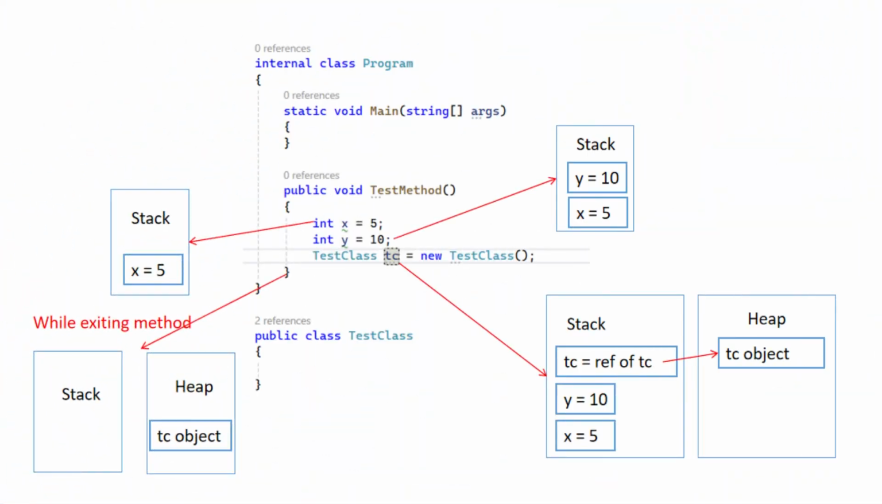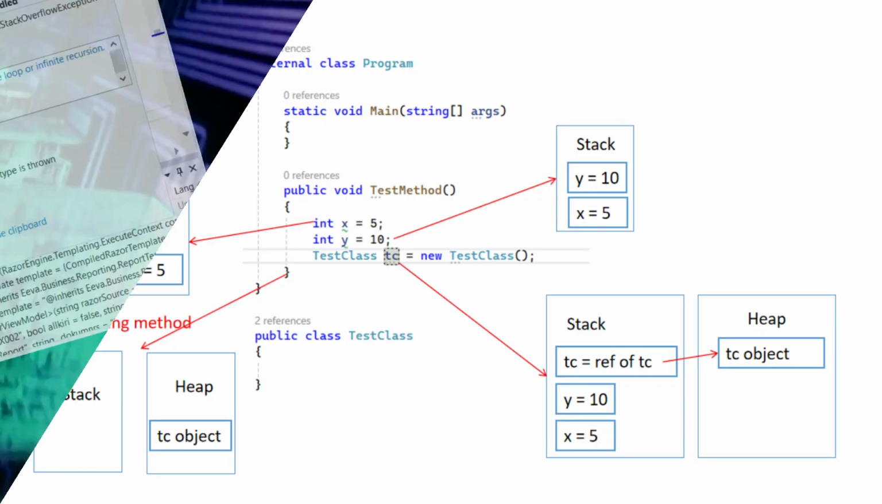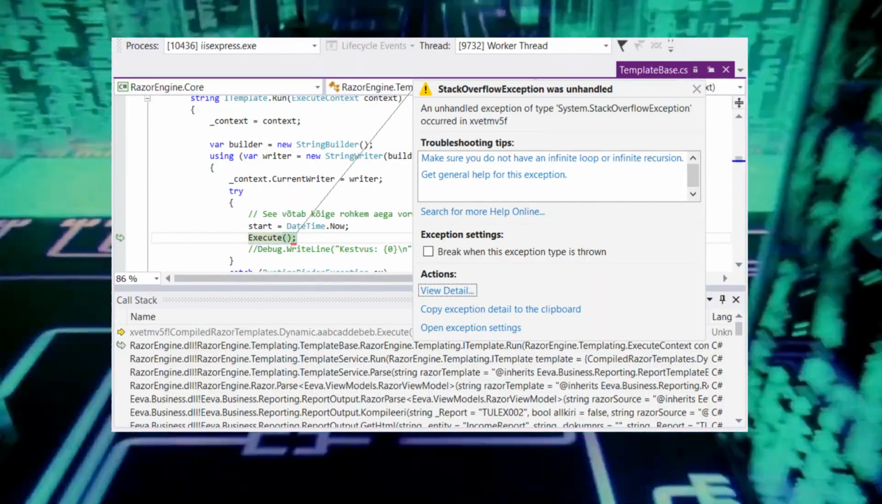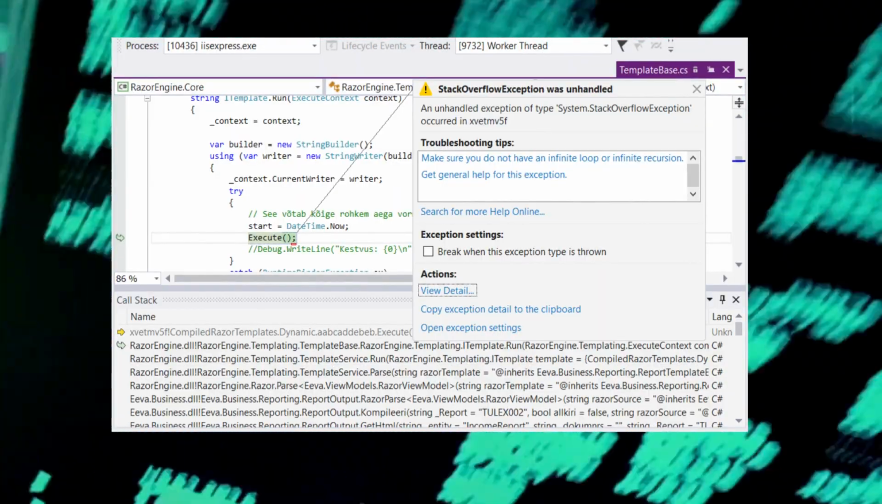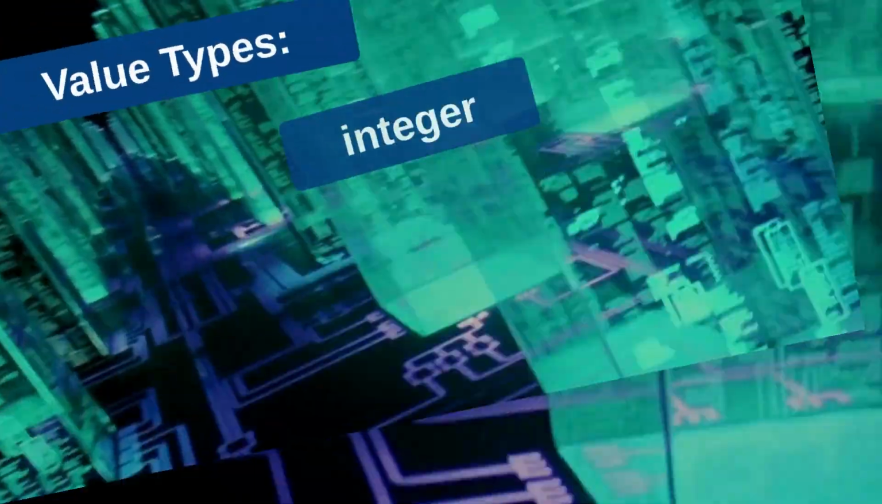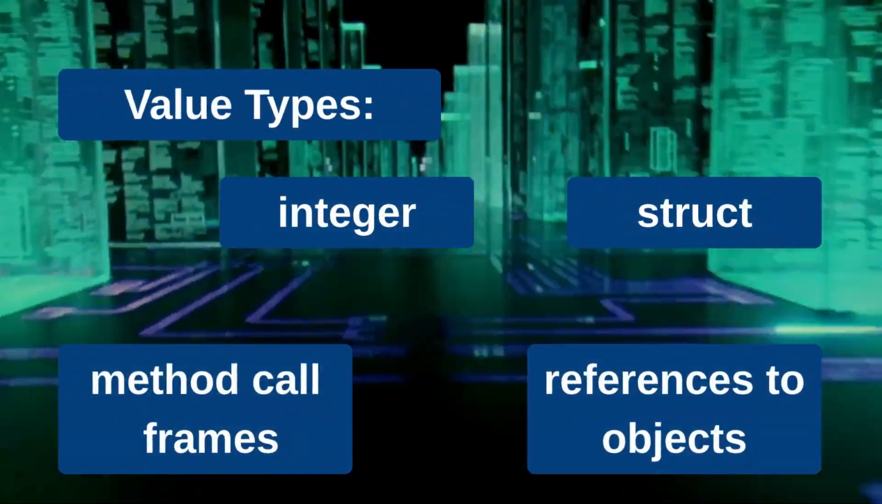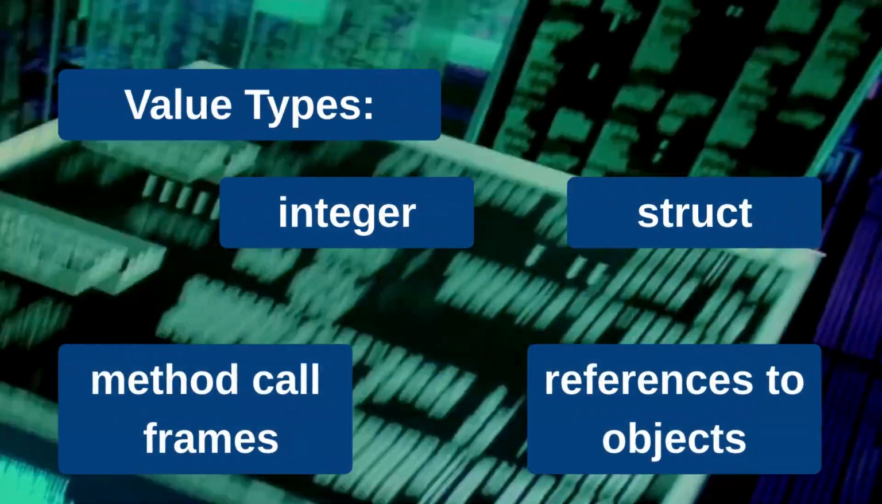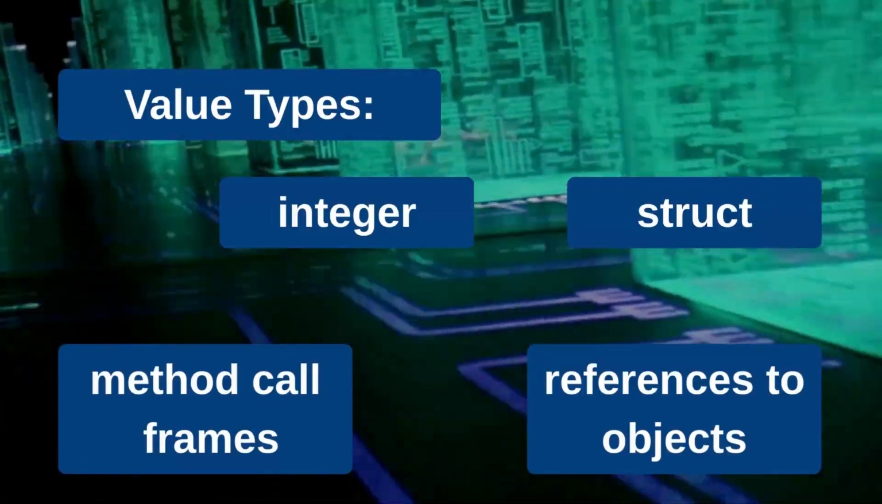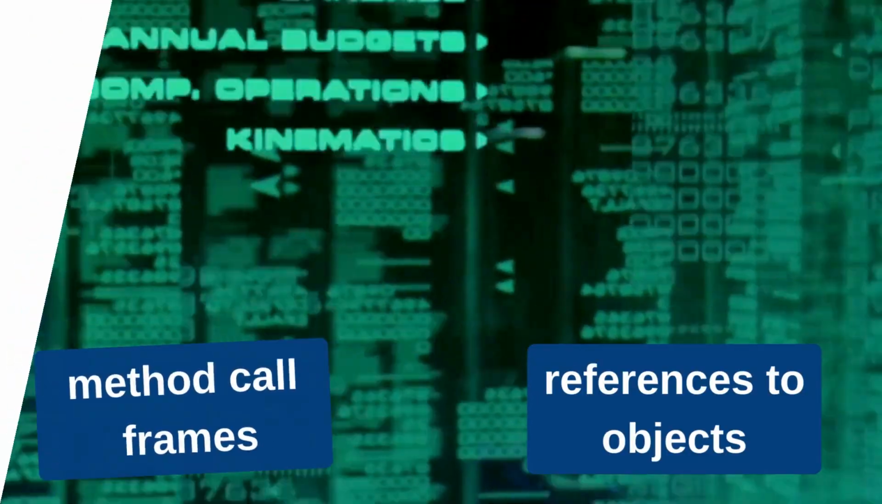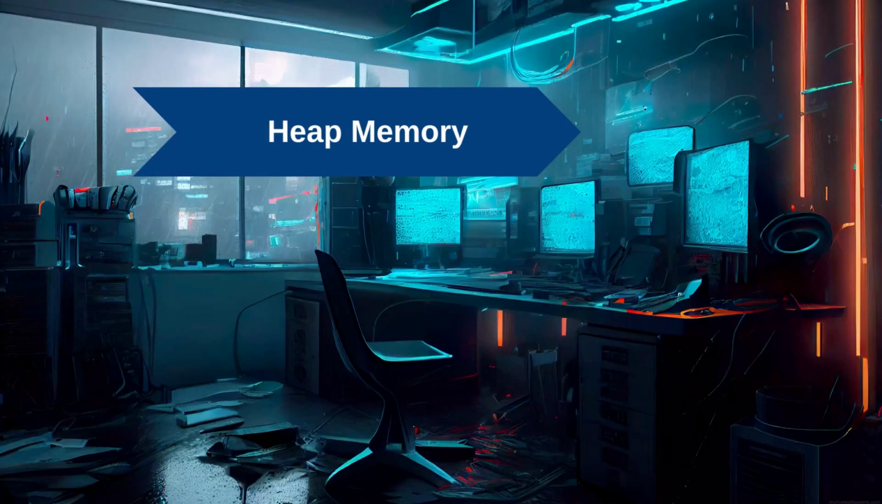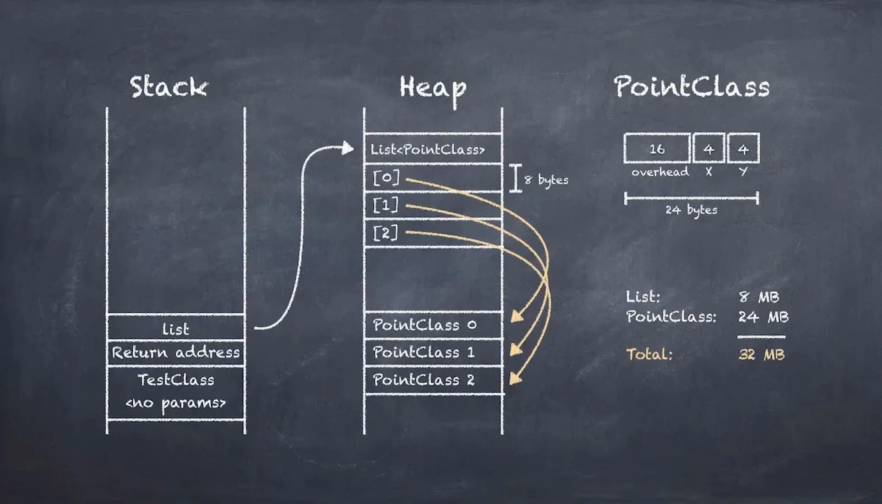When a method is called, its local variables are pushed onto the stack, and when the method ends, they're automatically removed, making allocation and deallocation super fast. However, the stack has a limited size, so using too much memory can cause a stack overflow. In summary, the stack holds value types like integers and structs, method call frames, and references that point to objects in the heap. Now, let's look at the heap memory in .NET.